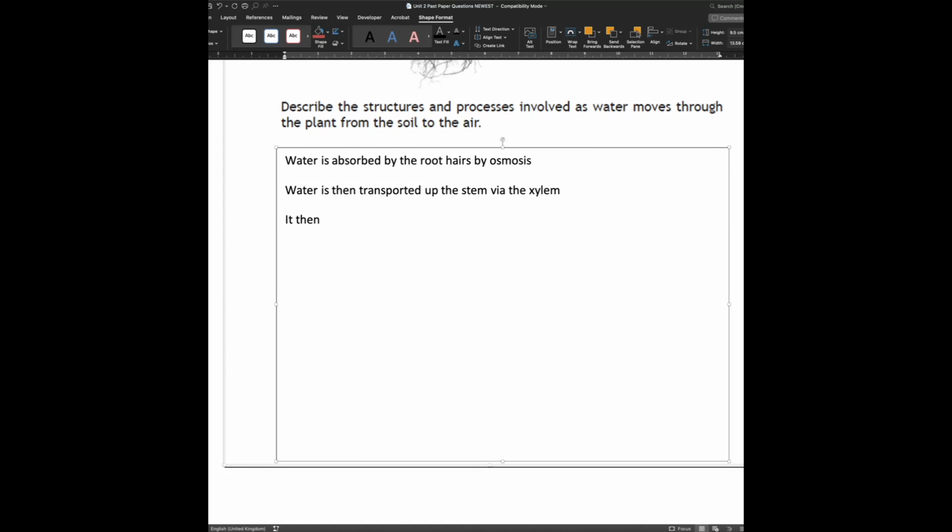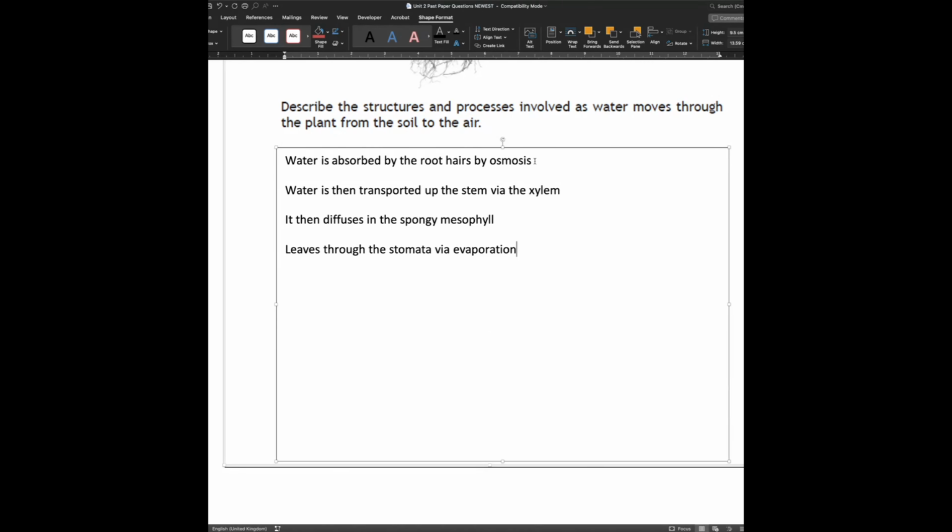Then it diffuses in the spongy mesophyll. And finally, it leaves through the stomata. Now we need a process, which is evaporation. Okay, so that's what you're looking to write for that question. If you write that, you're going to get the full marks for this one.